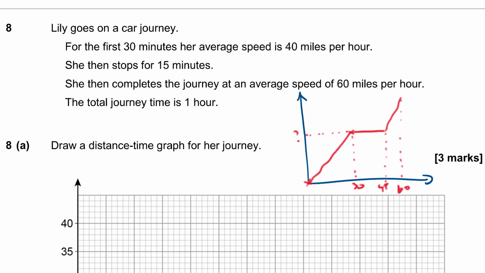Okay, so what do we need to do? We need to work out that height for where she'll be after the first 30 minutes, and we'll also have to work out where she's going to be after 60 minutes. Okay, so let's do that then. So for the first 30 minutes, her average speed is 40 miles per hour. So if she can do 40 miles in 1 hour, then in half an hour, she's going to be able to manage half that distance, isn't she? So at a time of 30 minutes, she will have traveled 20 miles.